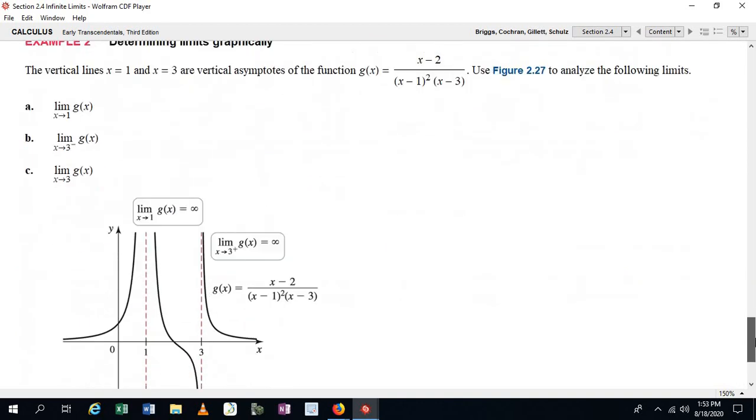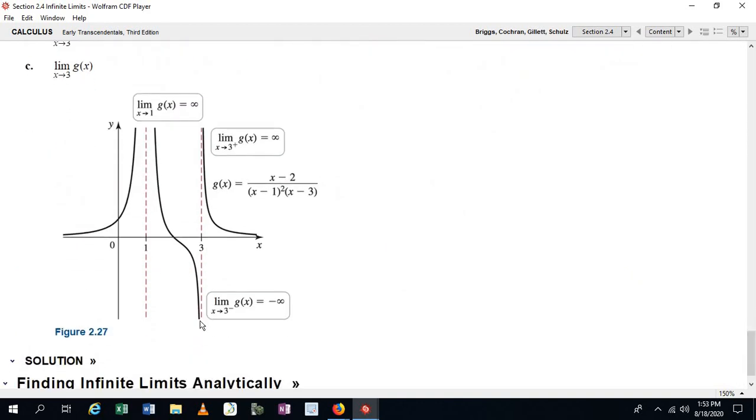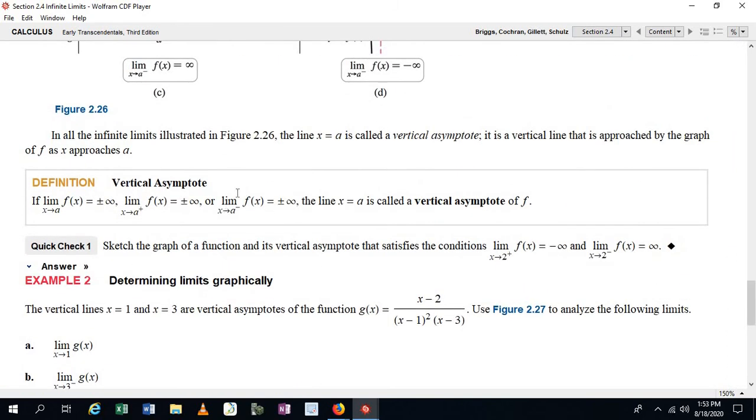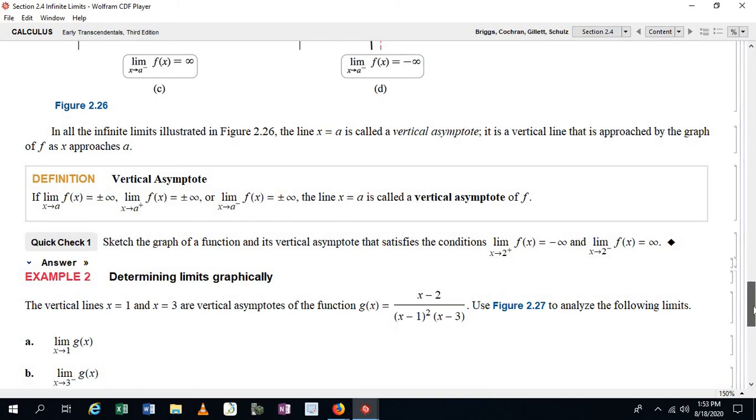And if you approach from the negative side of 3, you can see that it's approaching negative infinity. Again, that would fall under the case where you're approaching from the negative side and getting plus or minus infinity for the limit. In this case, it's negative infinity. So you just need one of these three cases to occur in order to get a vertical asymptote at x equals a.